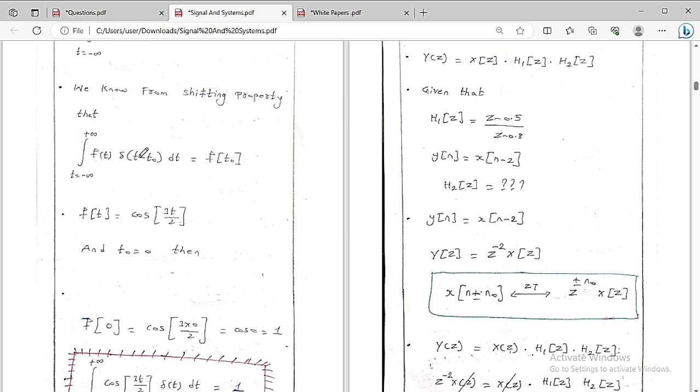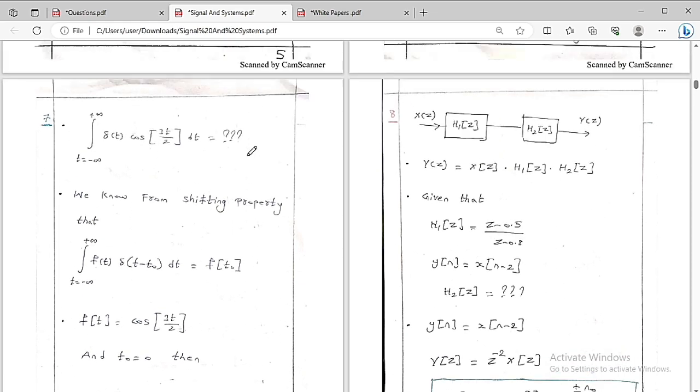So I want you to remember one thing: this delta should lie in this time interval, and only then is the value f(t0). Suppose the delta is not lying in this time interval, then we give the solution as 0 in that case. So these things you should always keep in your mind. This is the correct solution of this question.